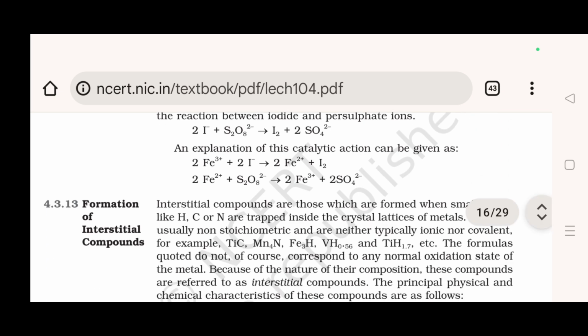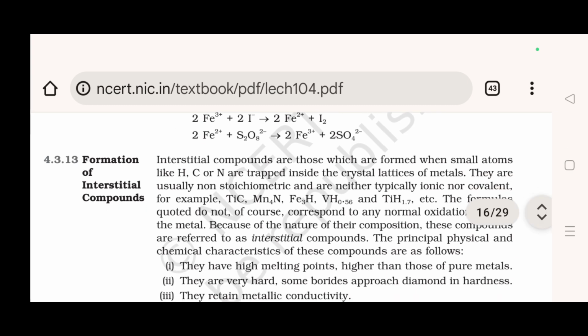Now we shall discuss the formation of interstitial compounds. Interstitial compounds are those which are formed when small atoms like hydrogen, carbon or nitrogen are trapped inside the crystal lattices of metals. They are usually non-stoichiometric and are neither typically ionic nor covalent. For example, TiC, Mn4N, Fe3H, VH0.56 and TiH1.7, etc. The formulas quoted do not, of course, correspond to any normal oxidation state of the metal. Because of the nature of their composition, these compounds are referred to as interstitial compounds.